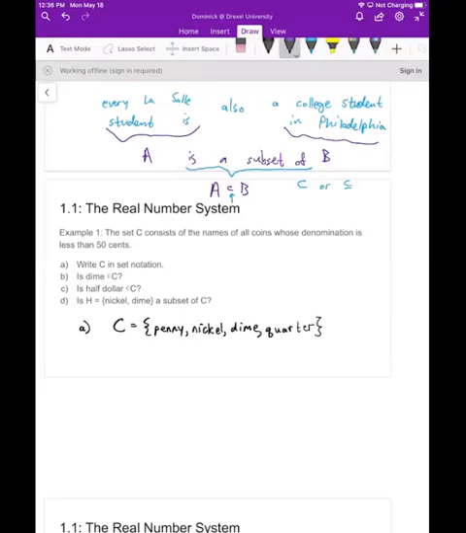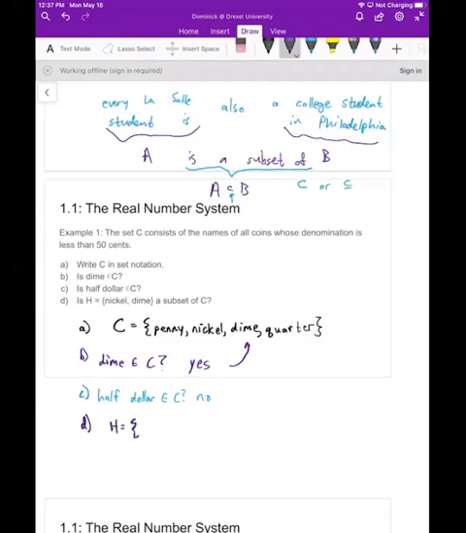All right. Now in part B, they want to know: is a dime an element of C? And of course, yes, because there it is. It's less than 50 cents, so it's right there. Now in part C, we want to know: is a half dollar in C? And of course, this answer is no, because it's not less than 50 cents. It is 50 cents, so that's different.